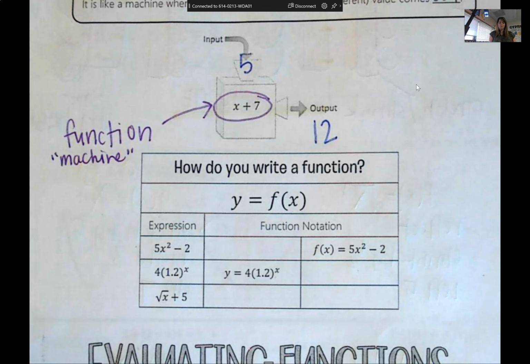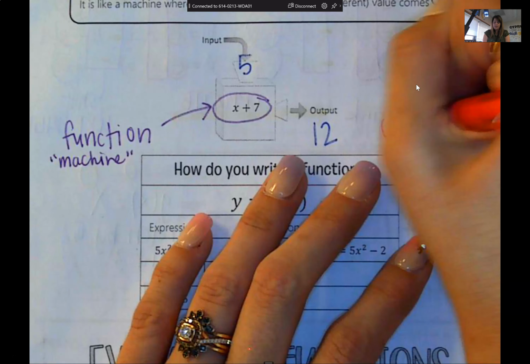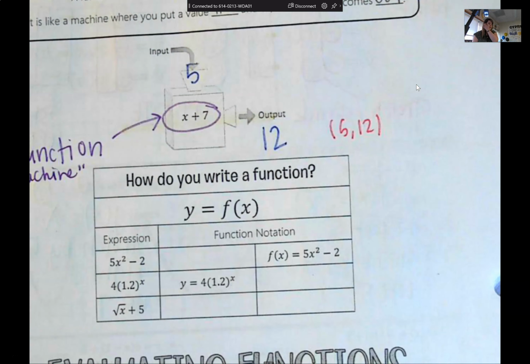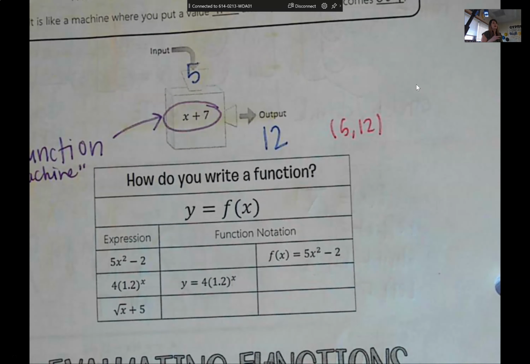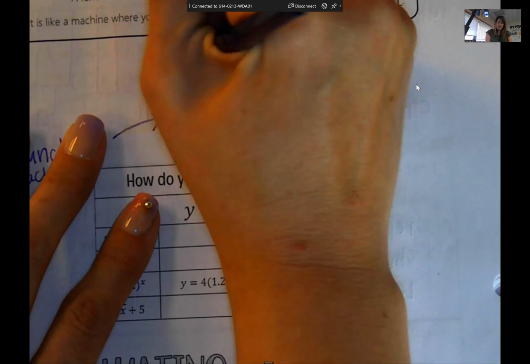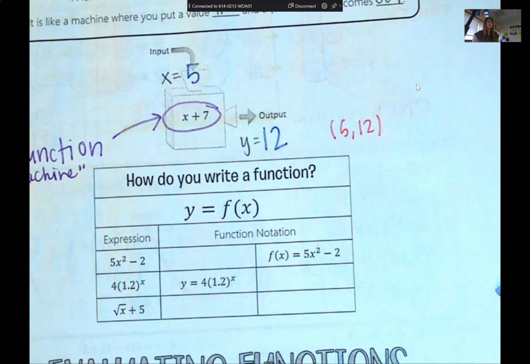What this would end up looking like is a set of coordinates, or an ordered pair, at (5, 12). That makes an ordered pair (5, 12). I put an x of 5 in, so this would be an x of 5, and I get a y of 12 out.